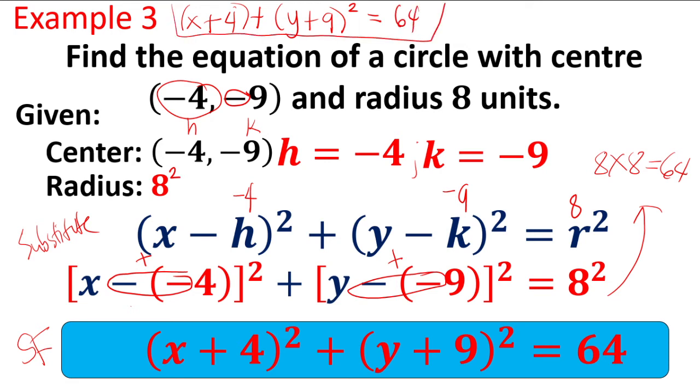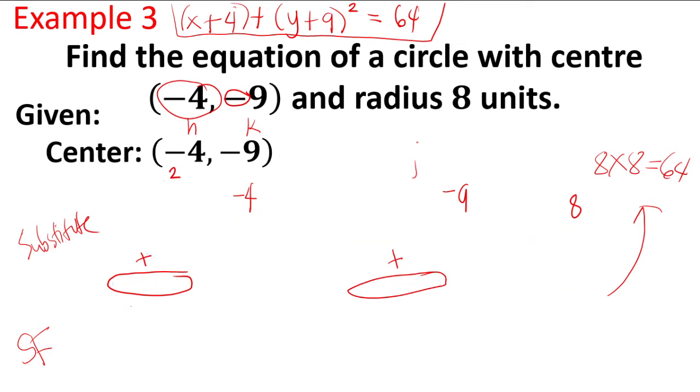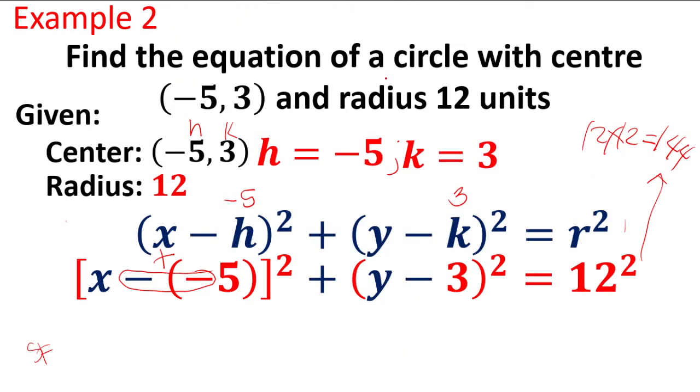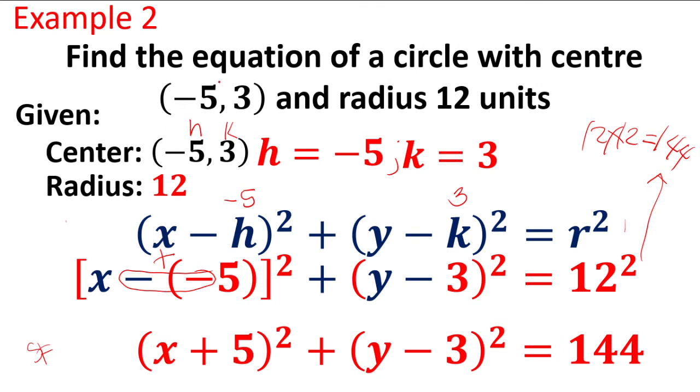Okay? Next, paano yung example number 2? Pag mabilisan siya. So, ang h value mo ay -5. So, pagdating niya dun sa standard form natin, magiging plus na siya. 5 quantity square plus, ang y natin ay positive. Ang k, should I say, ang k natin ay positive. So, magiging minus pa rin siya. Is equal to, and then 12, square mo lang siya. 12 times 12, 144. So, yun na yon. Pag gusto mong mabilisan. Okay?